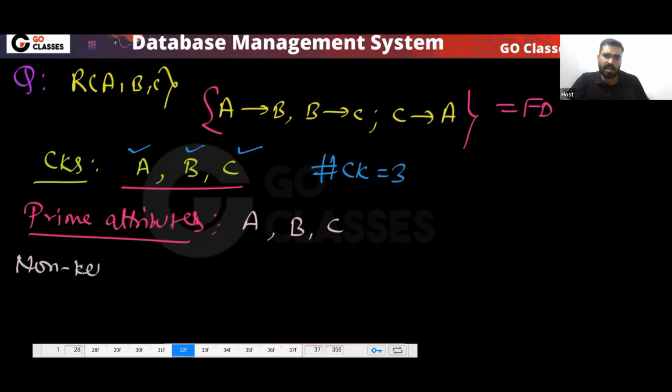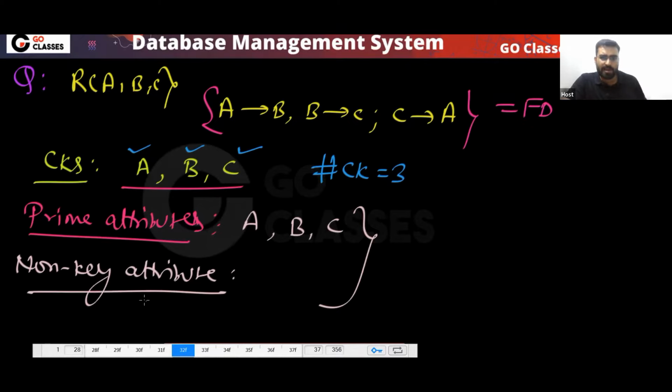And what is a non-key attribute, or I can say non-prime attribute? Non-prime attribute, that is nothing. So nothing is a non-prime attribute. All are prime attributes. Basically, there is no non-prime attribute in this relation. So this is a simple idea.